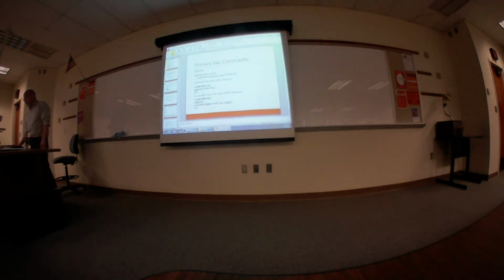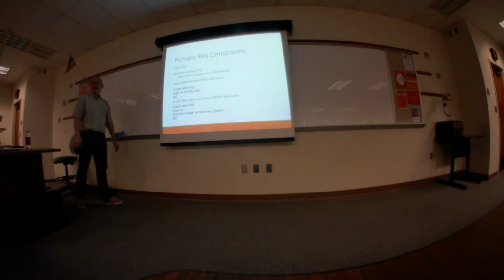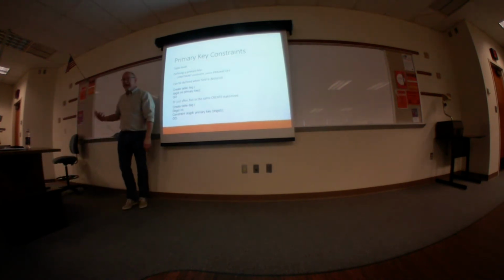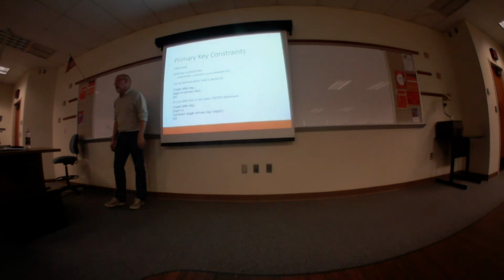OK, so create table dog, dog ID int, primary key. That works. I'm okay with that. It's not my favorite thing, but it's okay. I could say create table dog, dog ID int, constraint dog PK, I name that, that's my name, primary key dog ID. I hate this. I hate this with a passion. This is bad and horrible. Don't ever do this in my class. I hate it.